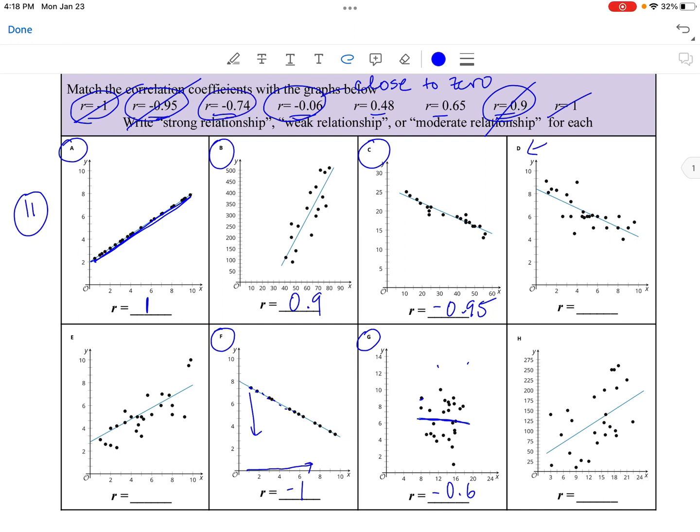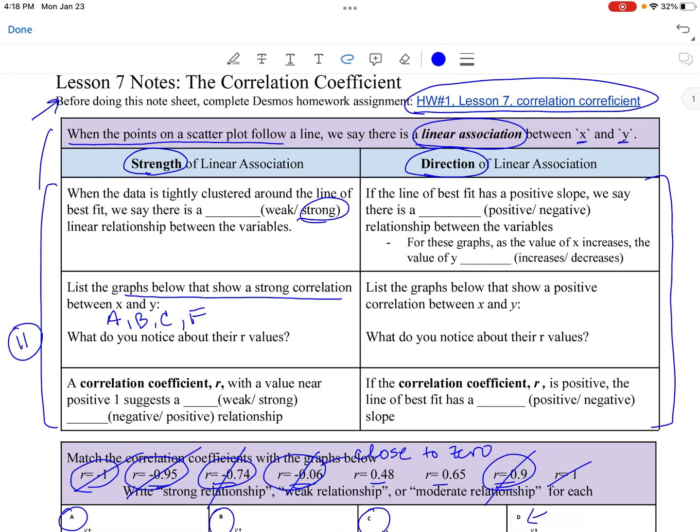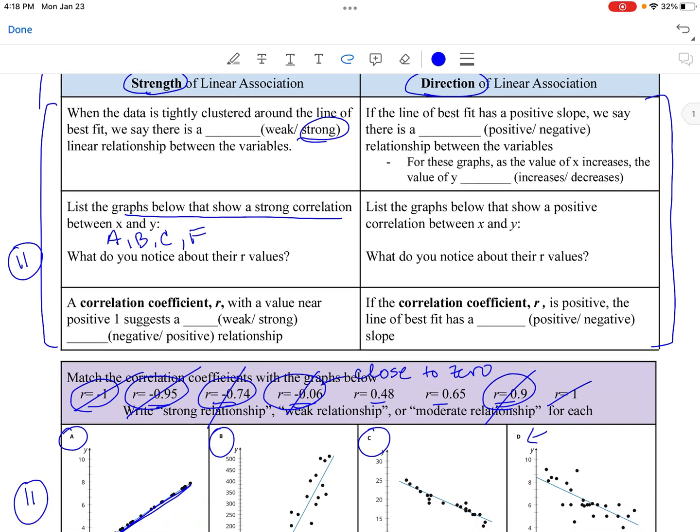And then we have a -0.74. And let's see, we only have one other negative left, so it must be this one. We used that one. And then +0.48 and +0.65. So we have to decide between H and E, which shows a stronger linear correlation, and that will be the R value that's closer to +1. I think this is the stronger one, so that would be 0.65, and this would be 0.48. So now we're ready to go back and answer these questions.